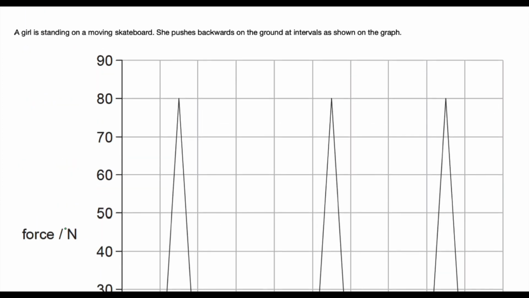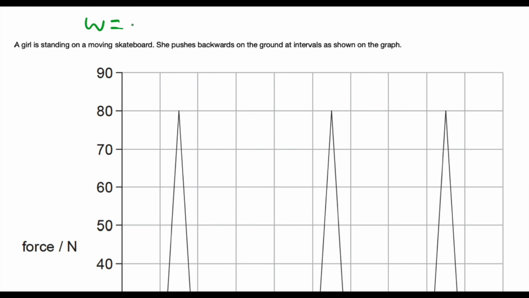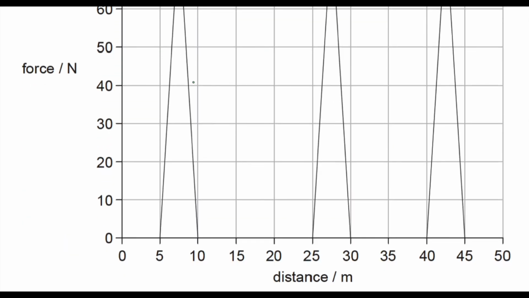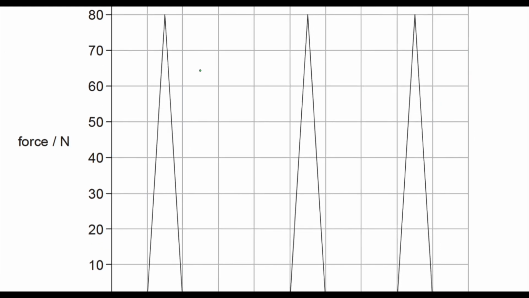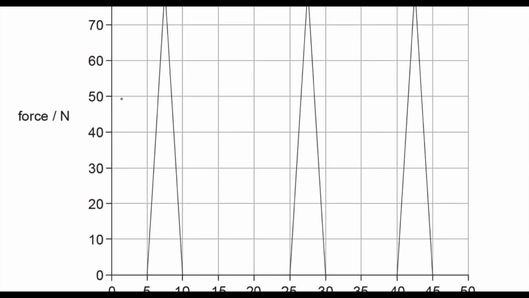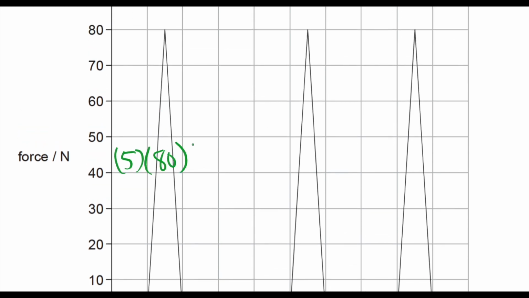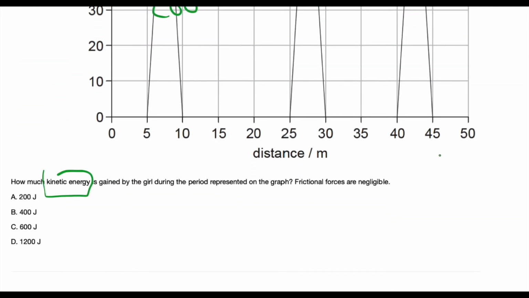So we know that work done is equal to change in kinetic energy. And work is equal to force times displacement, which is represented by the area under the curve here. Right? So we need to calculate the area under the curve. So for the triangle here, it's going to be equal to 5 times 18 times a half, which is equal to 200. And here is also 200. Here is also 200. So the total work done is equal to 600, which is equal to how much kinetic energy is gained.